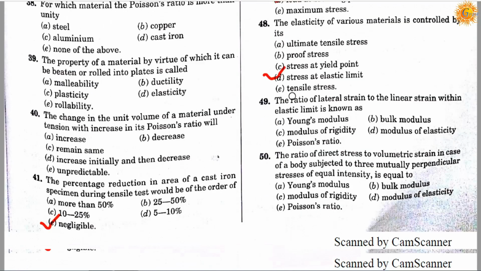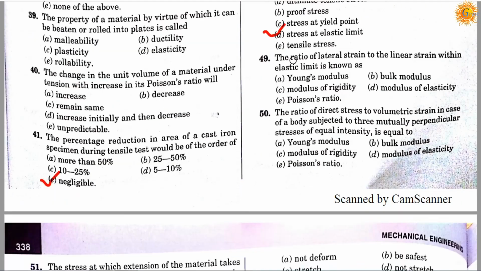Question number 49. The ratio of lateral strain to the linear strain within elastic limit is known as: option A, Young's modulus; option B, bulk modulus; option C, modulus of rigidity; option D, modulus of elasticity; and option E, Poisson's ratio. Correct answer is E, it's Poisson's ratio.